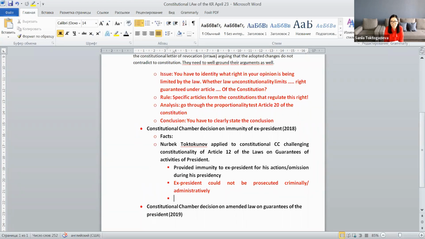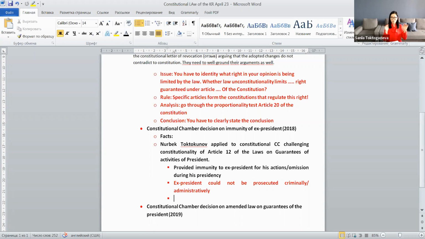Of what? Mechanism of calling the president to liability. President or ex-president? Ex-president. Ex-president, good stuff. So let me give you a question, guys. If Sooronbay Jeenbekov commits a serious crime, can Jogorku Kenesh hold him accountable? Yes, through impeachment. Very good stuff.